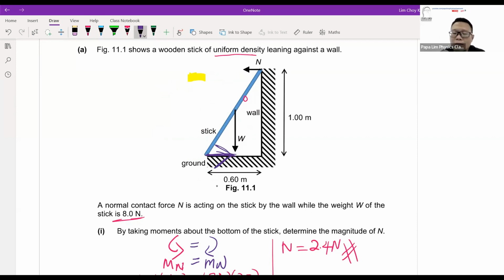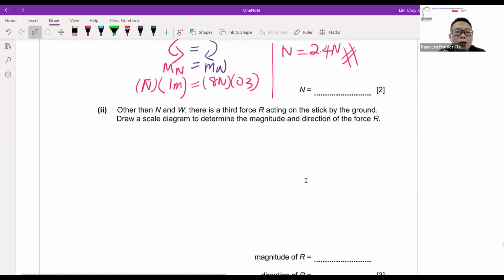As for the method here, usually you can either use the tip to tail or the parallelogram method. Both will work. You can refer to my tip to tail or parallelogram method videos and use it here so that you can solve the question. I will attach the video in the link so that you can access the parallelogram or the tip to tail method.